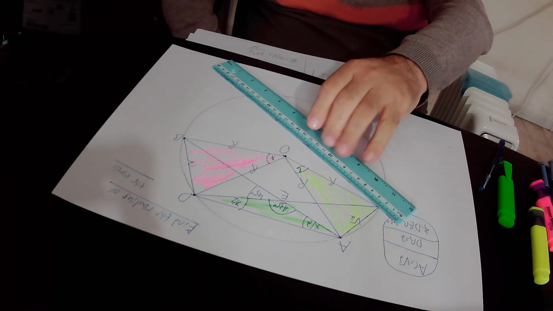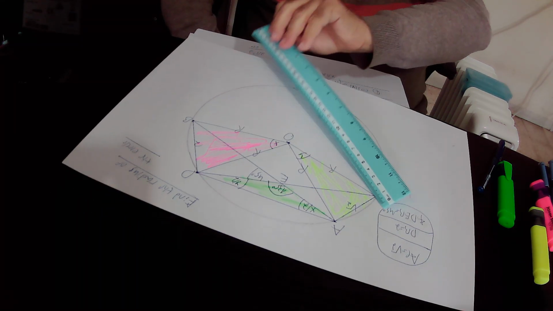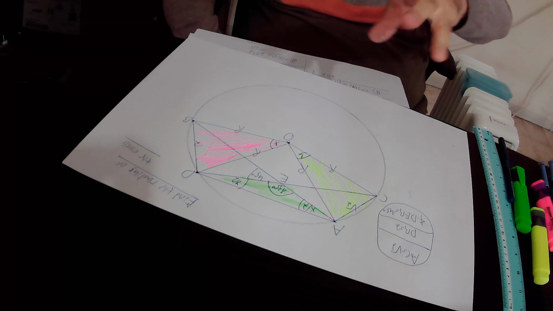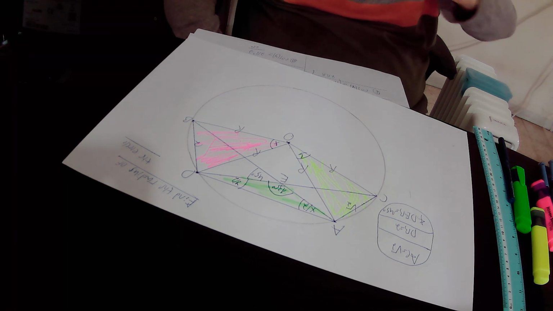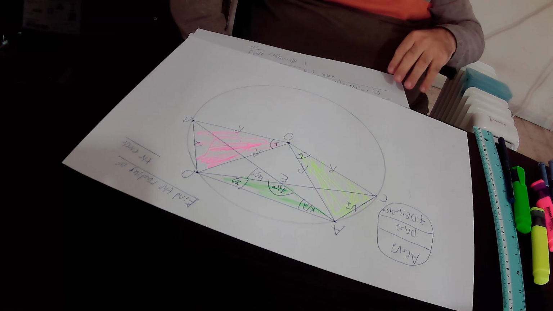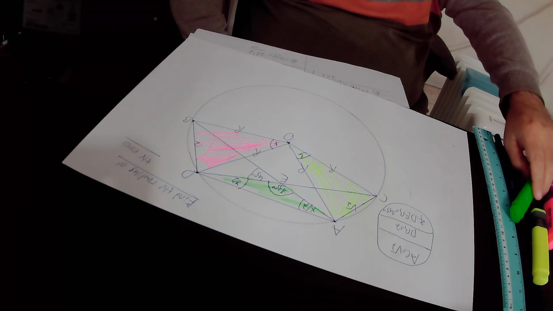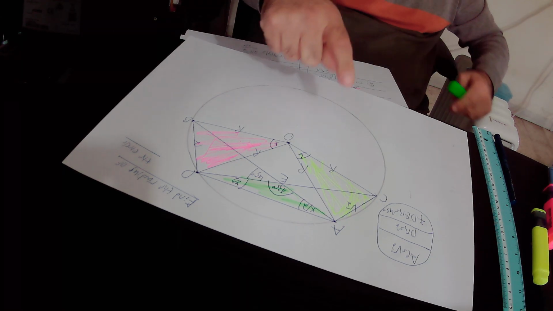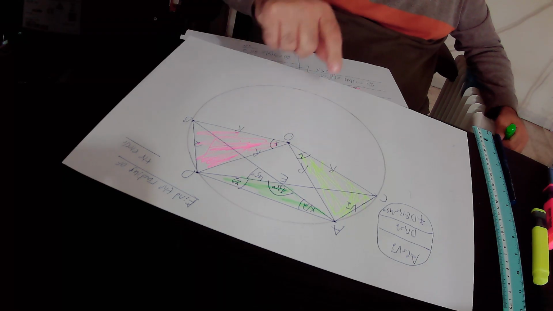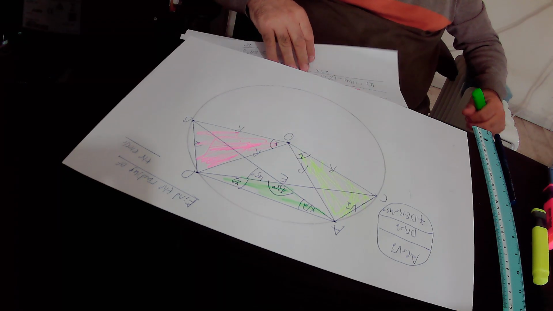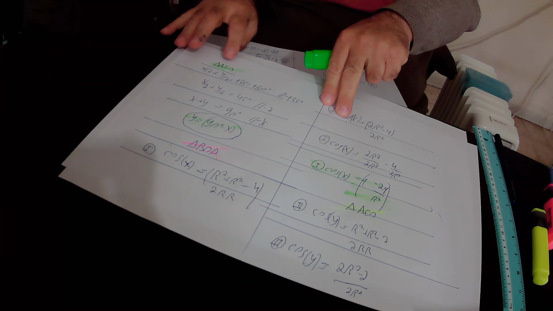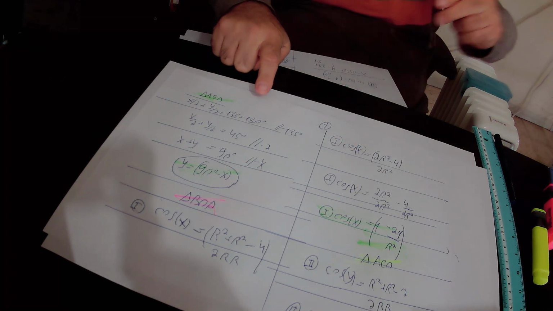Okay, then we focused on the green triangle AED. In the green triangle, the sum of the angles is 180 degrees, according to the rule that the sum of the angles in any triangle is equal to 180 degrees. So which angles do we have inside the green triangle? We have this angle x over 2 plus y over 2 plus 135 degrees. It must be equal to 180 degrees. I repeat, x over 2 plus y over 2 plus 135 degrees must be equal to 180 degrees.